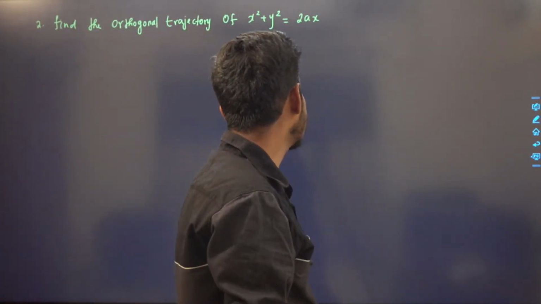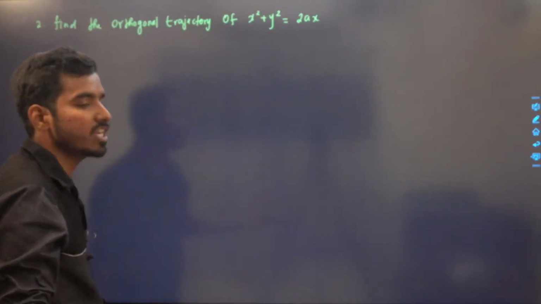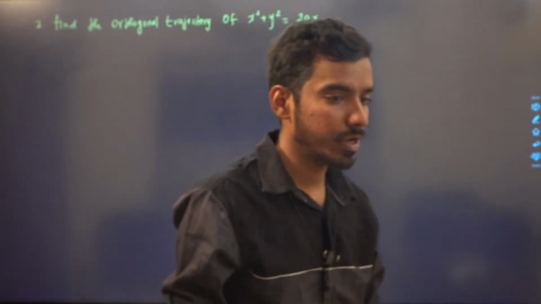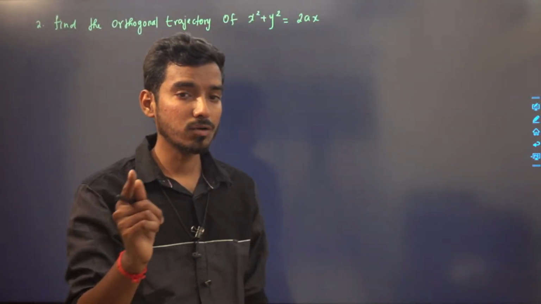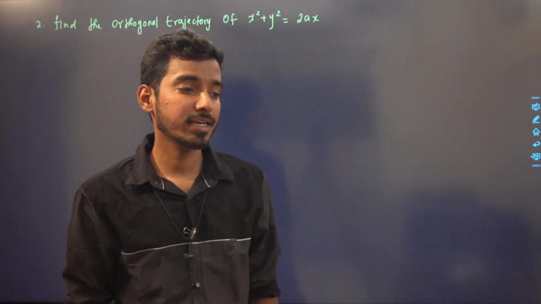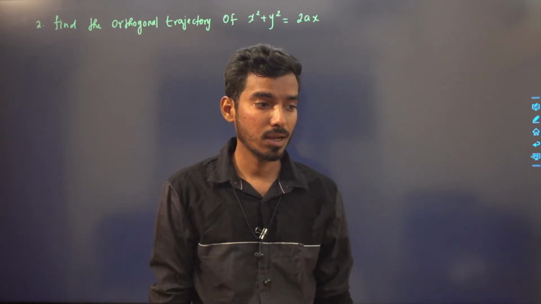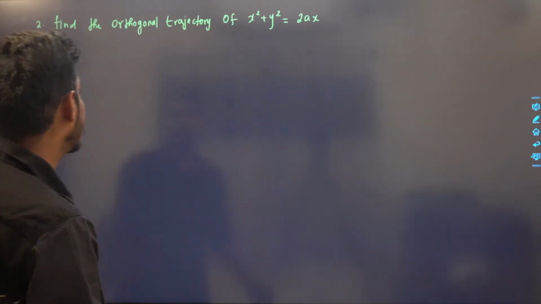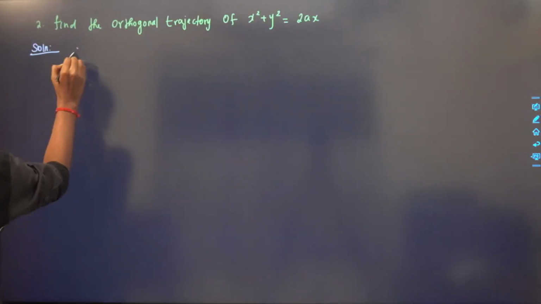So if I replace a to be 1, 2, 3, 4, minus 1, minus 2, 1.5, 2.5, you will have a family of curves. You need to find one curve that cuts every member at right angles, right? So very simple. So solution. Let us take the given equation and call that equation number 1.